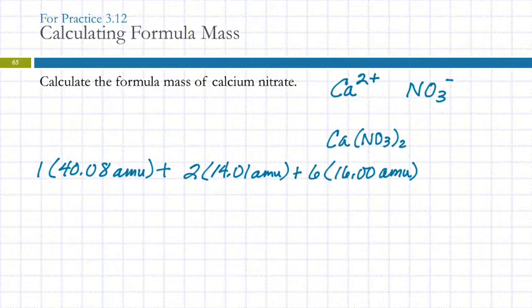So 40.08 plus 2 times 14.01 plus 6 times 16, 164.1 atomic mass units. That's what my calculator says.